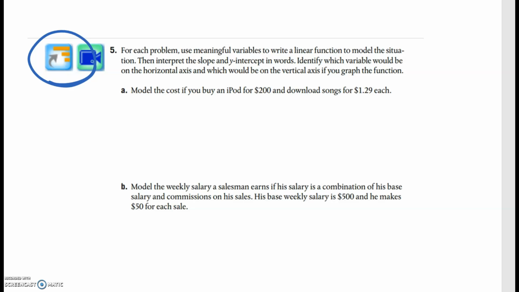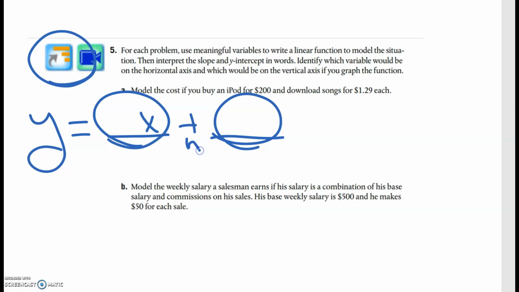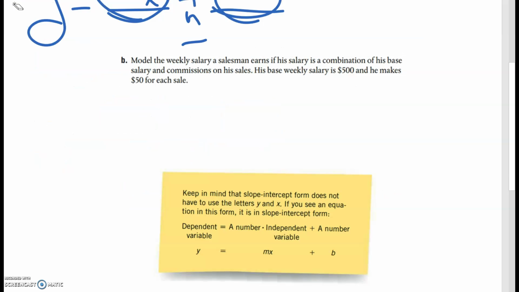Again, you know how linear equations work. There's some type of starting amount that's over here, and then you have some type of multiplier times x, and then this could be plus or minus depending on how the problem's set up. All right, so let's look at this problem.